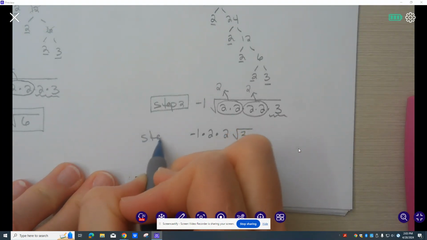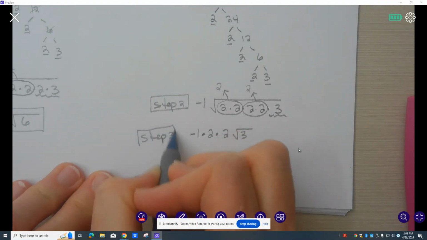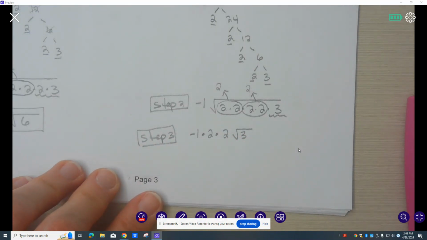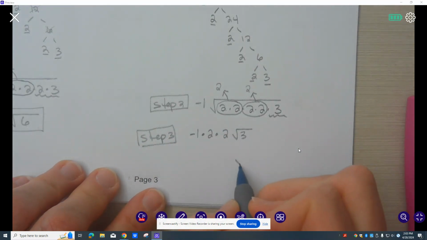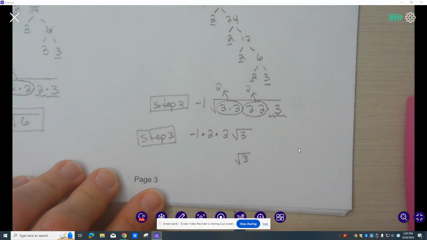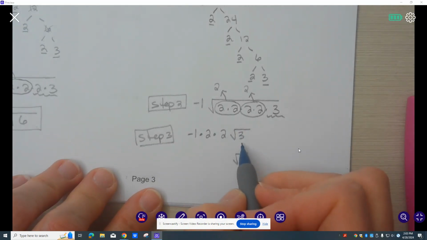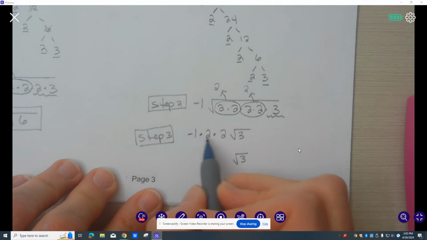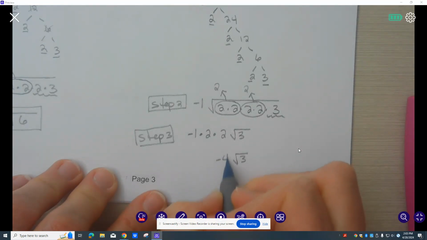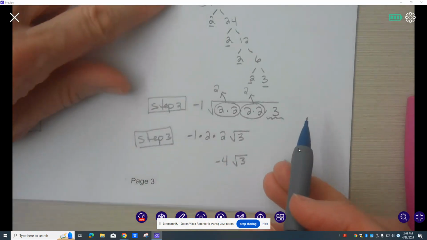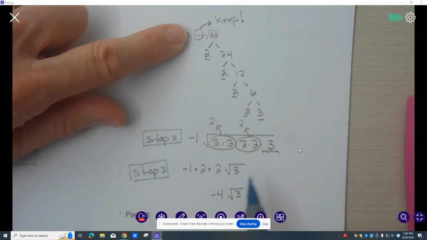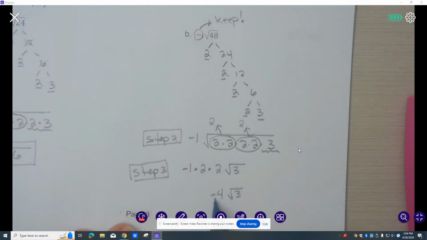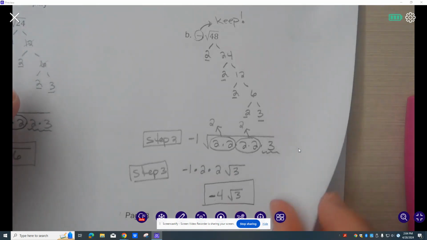So step 3 says any numbers outside the jail get multiplied and any numbers inside the jail get multiplied. Well, this time 3's all alone inside the jail, so nothing to multiply by the 3. Outside the jail, -1 times 2 times 2 is -4. So you notice we had this negative outside the jail when we started, and our final answer had a negative outside the jail also. All right, that one is done. Again, if you need to, pause the video, get your notes up to date.